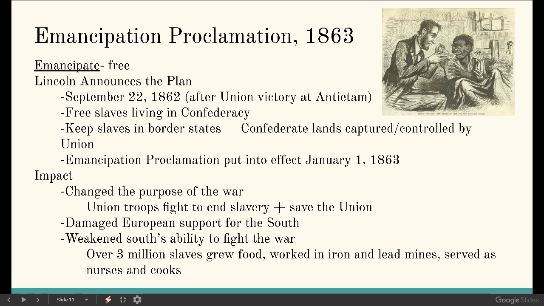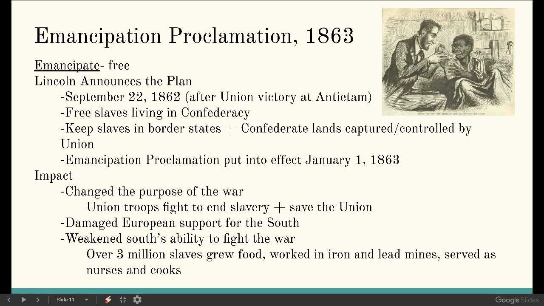Now, the Emancipation Proclamation was issued in 1863, announced right after the Union victory at Antietam, hoping to bolster support for the end of slavery. To emancipate means to free. And so this proclamation frees the slaves living in the Confederacy.